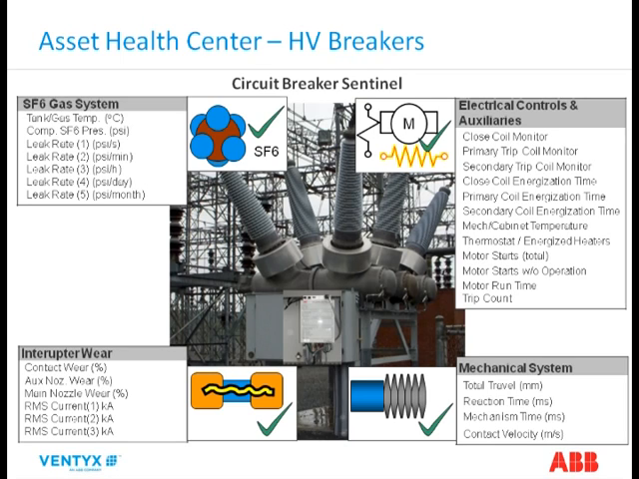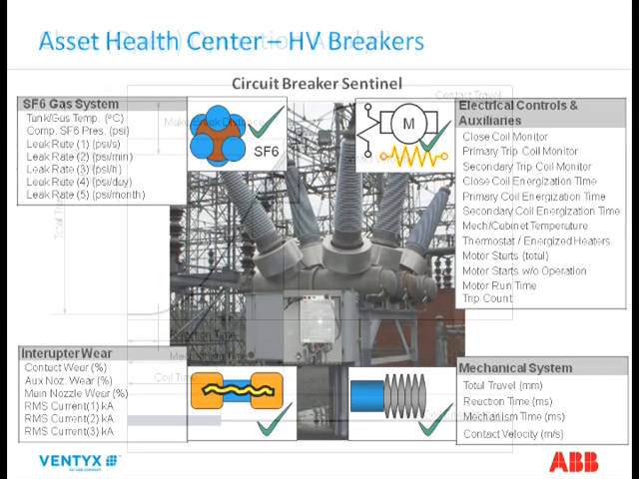The lower left is the interrupter wear. This is largely based on looking at the I²T in terms of the amount of energy that's interrupted whenever the breaker does open, and then tracking that. The mechanical system is looking at both reaction time as well as travel time to make sure that there's not a change in the contact velocity of the interrupters. And then the auxiliaries are shown in the upper right-hand corner in terms of monitoring the cabinet and all of the auxiliaries associated with the breaker.